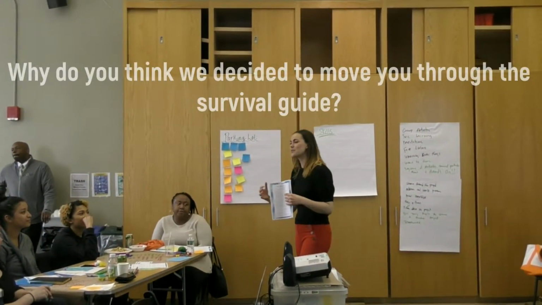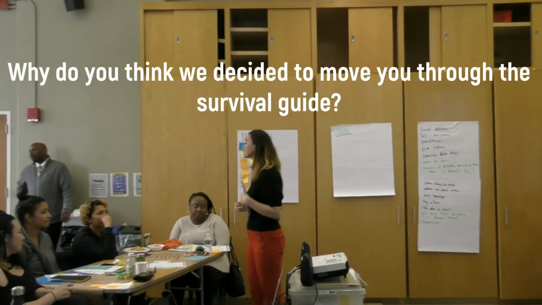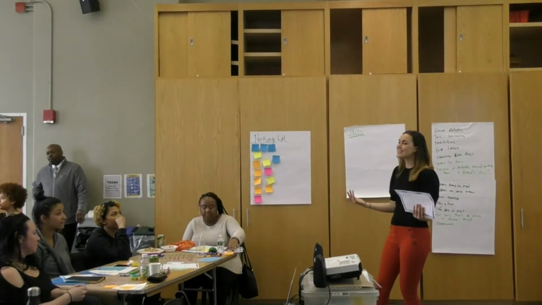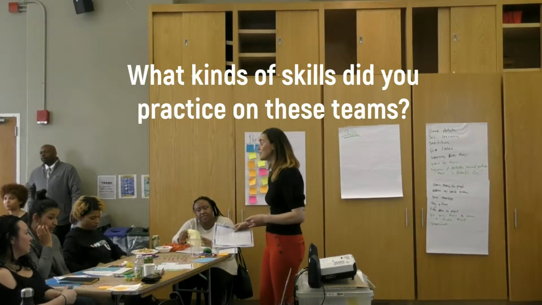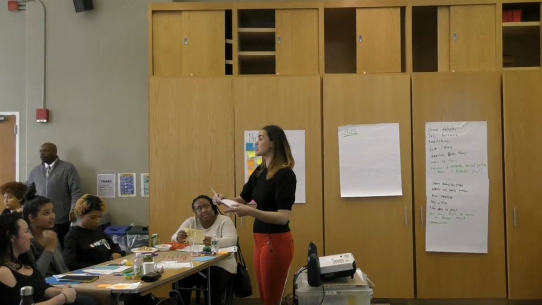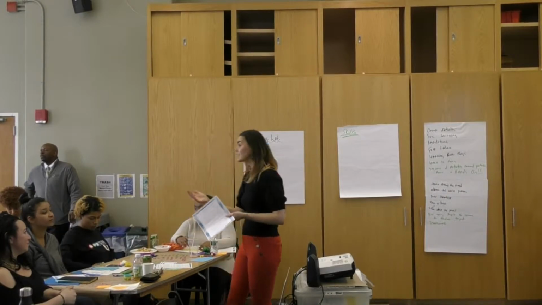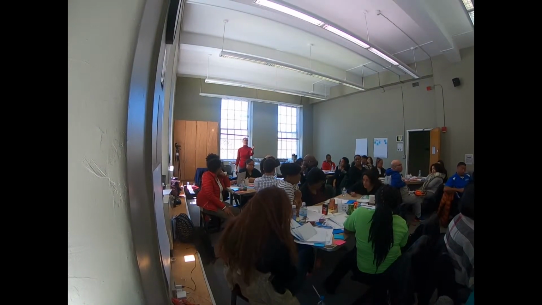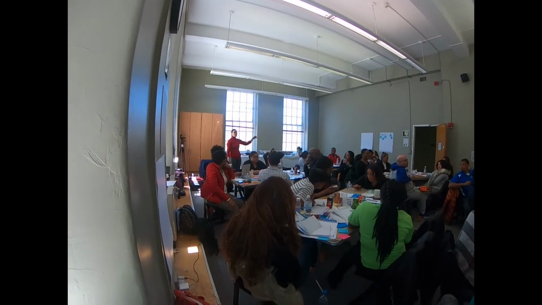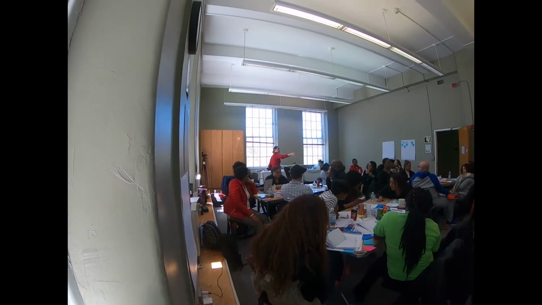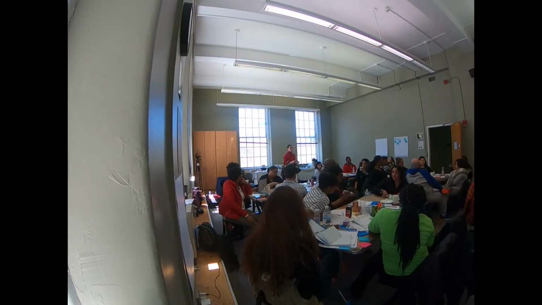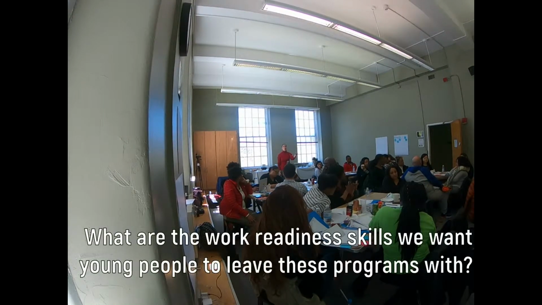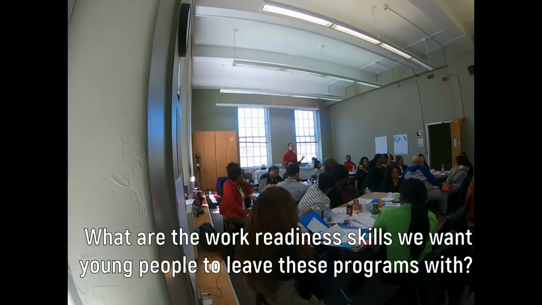So what do you think we decided to move you all through a survival guide? Team building, yep. What kind of skills did we practice on these things? Negotiation, problem solving, listening, collaboration. And in engaging in a process like this, where sometimes we have to hear no, or give up some of the things that might be really important to us, like our luxury items, we're also building skills, right? We're practicing communication, right? Which really brings us to what are the work readiness skills that we want young people to lead these programs with us in the summer.